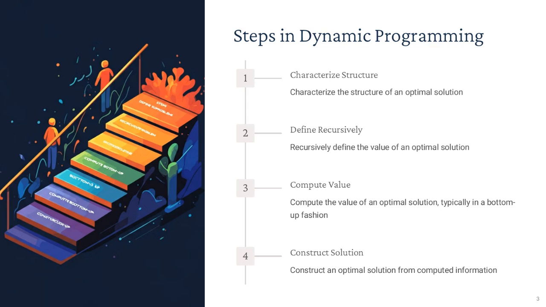Third, compute the values of solutions to the subproblems. This is often done in a bottom-up manner, solving smaller subproblems first and using their results to build up to the solution of the original problem. Finally, construct the solution. After computing the necessary values, use them to reconstruct the optimal solution, such as by determining the sequence of decisions that lead to it. These steps form the core framework for applying dynamic programming effectively.